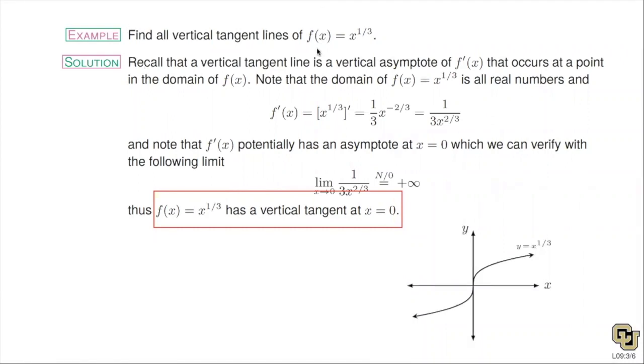And this is no surprise to us because we've seen it in the graph, right? So here, if I draw a tangent line, so here's a tangent line before the origin. Here's the tangent line, let me try that again. Here's the tangent line after the origin. At the origin, you can see the tangent line is vertical.